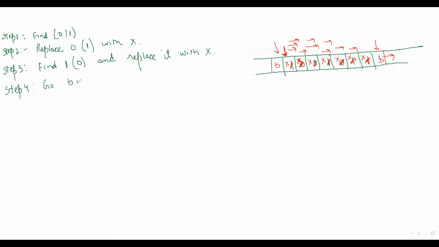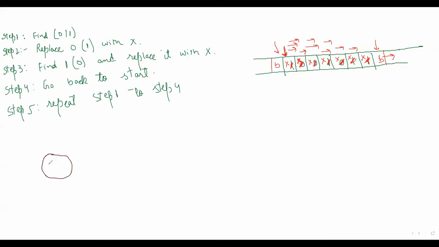Step 4 is go back to start. Step 5 is repeat step 1 to step 4. Okay. So now let me make a diagram, or let me make a graph here.